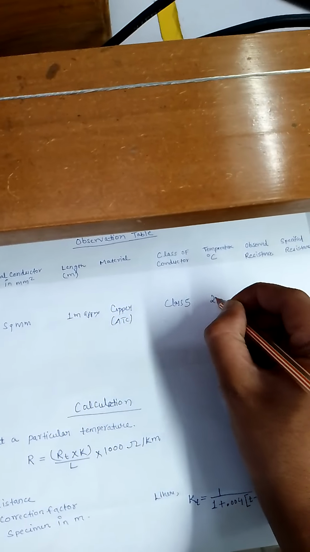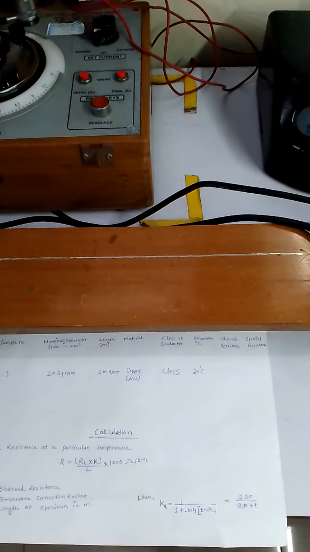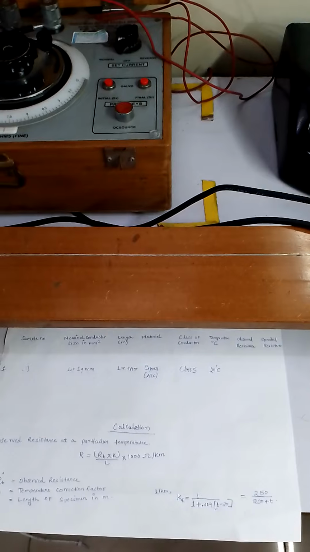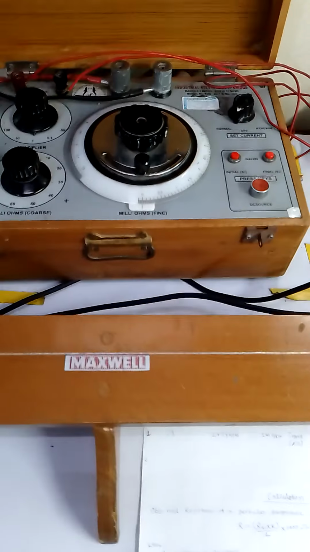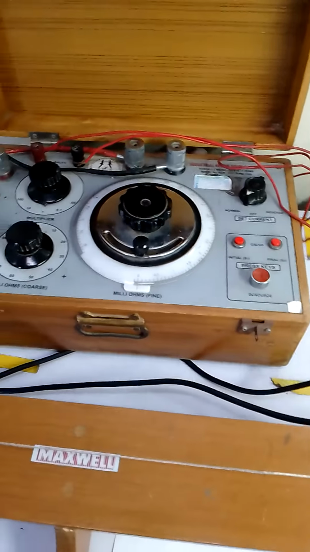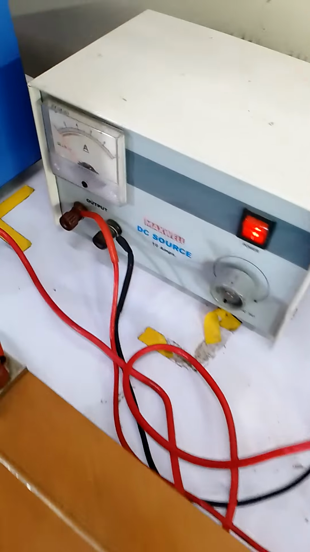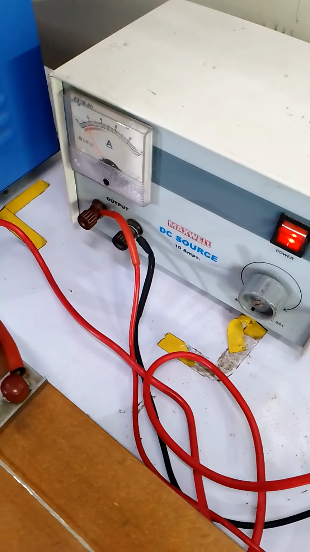According to BIS, we have calculated the DC resistance at 20 degrees Celsius. Now the setup is ready. We are pressing the DC source to give a current in the conductor.